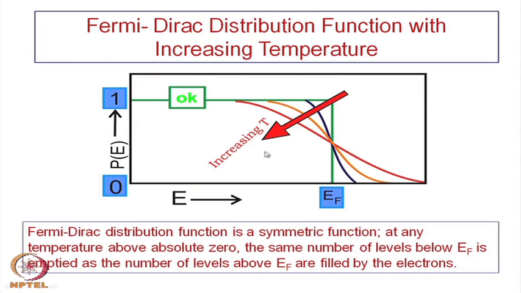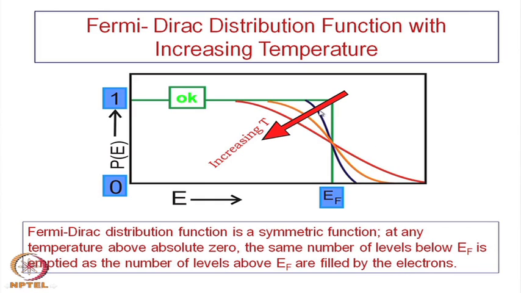So, with increasing temperature more and more electrons acquire higher energy from the thermal energy of the system, and go to the higher level above the EF. The Fermi-Dirac distribution function is a symmetric function. At any temperature above absolute 0, the same number of levels below EF is emptied as the number of levels above EF are filled by the electrons.